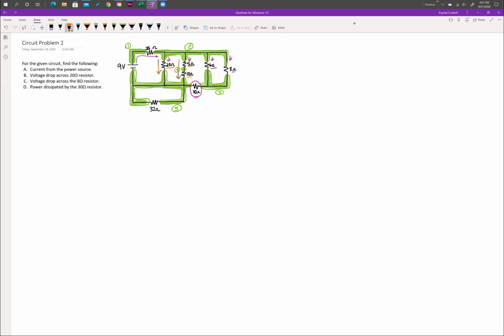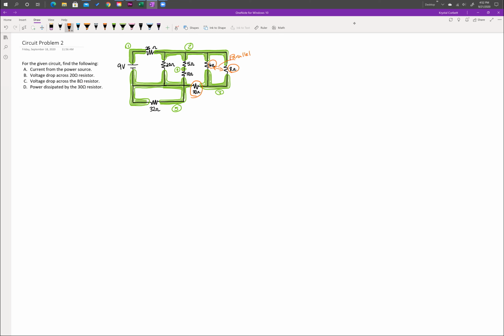In order to move from node 2 to node 5, I have to make a pit stop on node 3. Then at node 3, I have 2 paths to take to go to node 5. That's telling me that the 6 ohm resistor and the 8 ohm resistor are in parallel with one another, but they're in series with that 30 ohm resistor. So that is a critical observation for you to make, that this 30 ohm resistor is in series with the 6 ohm and the 8 ohm, but the 6 ohm and the 8 ohm are in parallel with one another.